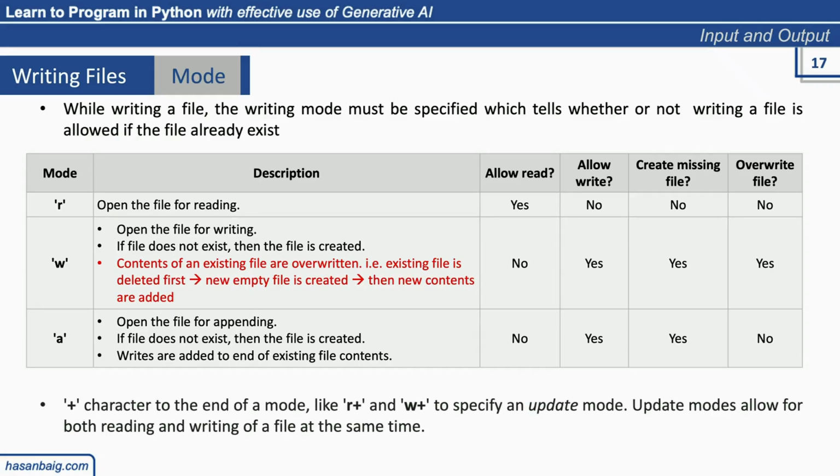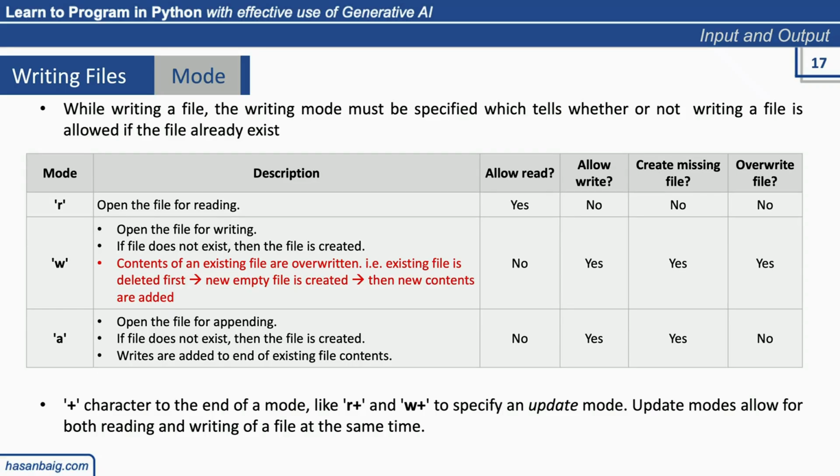We also have the special plus character, which we can use with R plus and W plus modes. If you are using W plus, it will allow you to read and write the same file. But again, W mode itself overwrites the content. So even though it allows you to read, it will read nothing, because it will first wipe out everything from the file. It will overwrite the file, and then you can read it, which will return nothing.